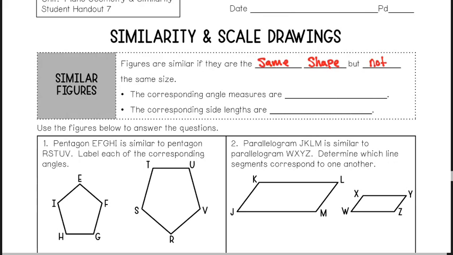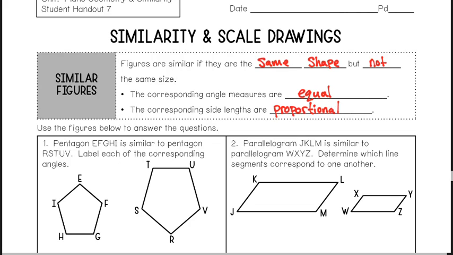And then the next one we have here is corresponding angles. They have to be equal, and the corresponding sides will be proportional. What that basically means is we take a shape, and that shape has to be the same shape, but it might be bigger or smaller, which means all of the angles in that shape are going to be the exact same, but the side lengths will be bigger or smaller.